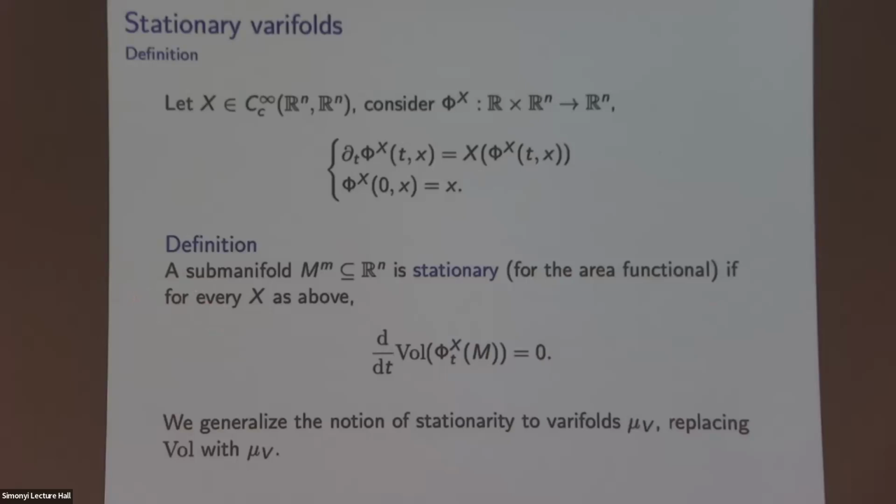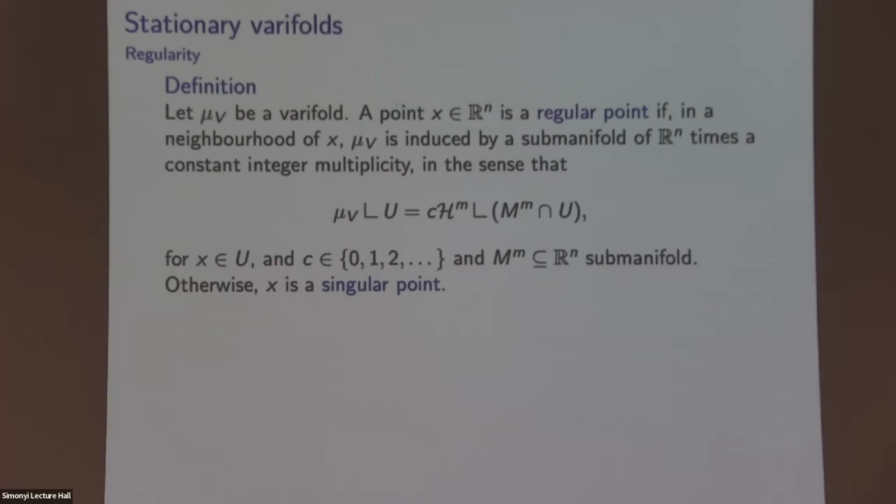And so at least this should give a meaningful idea of what it means to be stationary for the area functional for a varifold. And, just to investigate regularity, let me tell you what is meant by a regular point for the varifold. So take a varifold, and the point is regular if, in a neighborhood of that point, your varifold is induced by a submanifold of the Euclidean space. Of course, the definition of varifolds involves a sum, so it is a reasonable assumption that, when you deal with regularity, you allow the submanifold to be taken with a constant multiplicity, which has to be an integer, for example, pi. But let me write it down precisely.